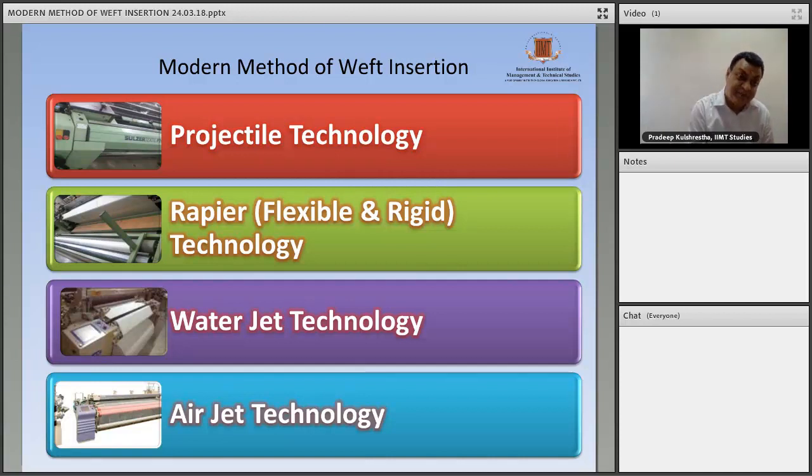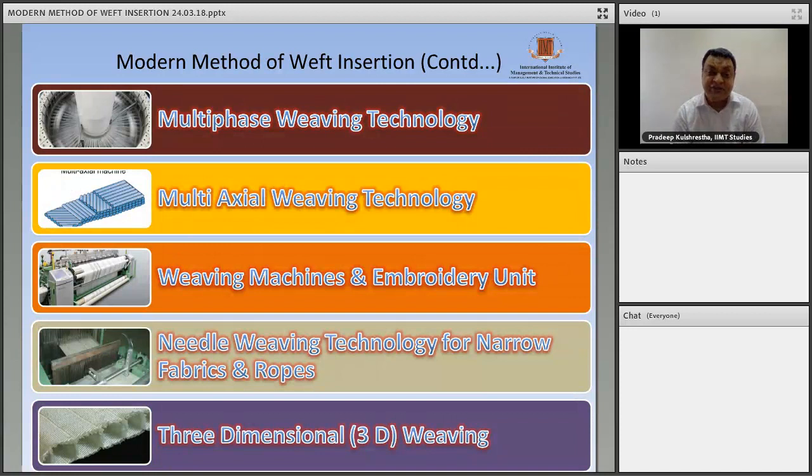Now if we compare these four technologies of weft insertion, we can see that in the first two, projectile and rapier, there is a solid element which carries the weft into the shed. In the same way, in the lower two technologies, water jet and air jet, nothing solid takes the weft into the shed.